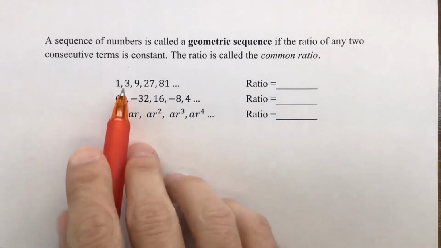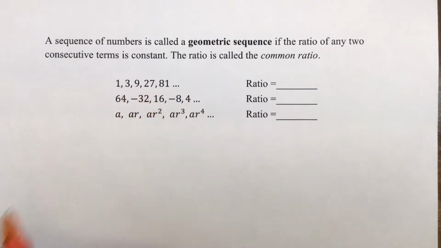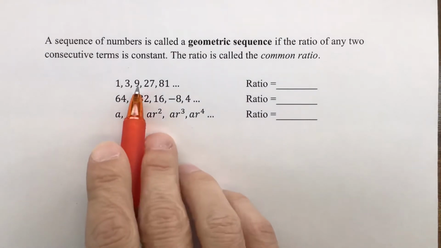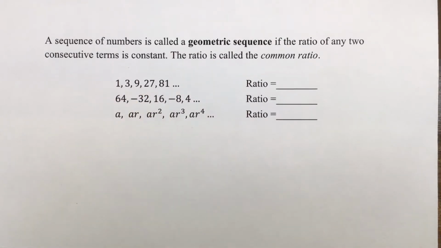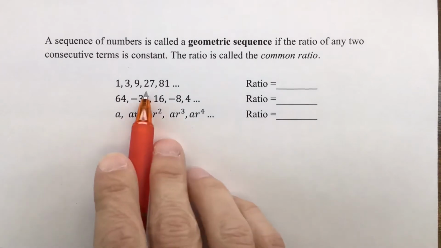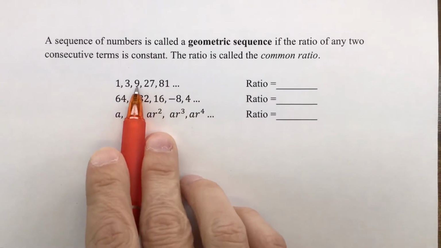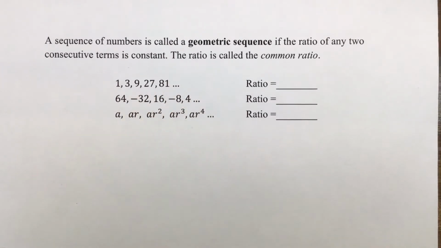So for the first, if we take 3 and divide it by 1, of course we get 3. If you take 9 and divide it by 3, you also get 3, and the same is true for the rest of these. 27 divided by 9 will be 3. 81 divided by 27 will also be 3.